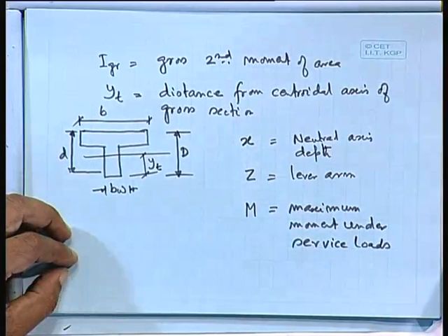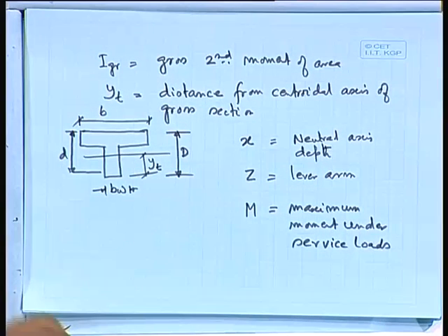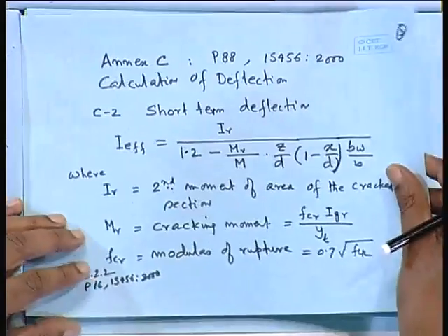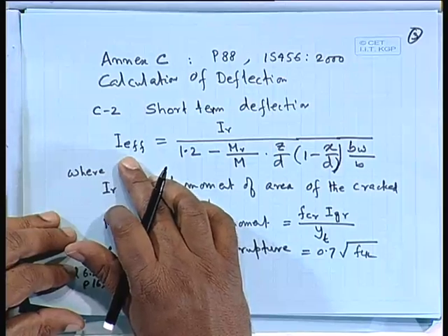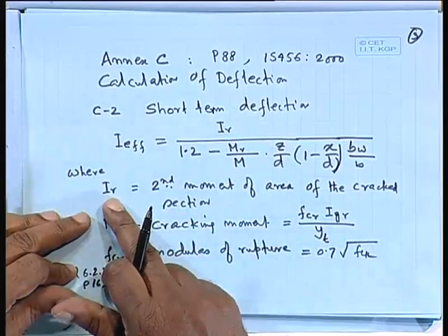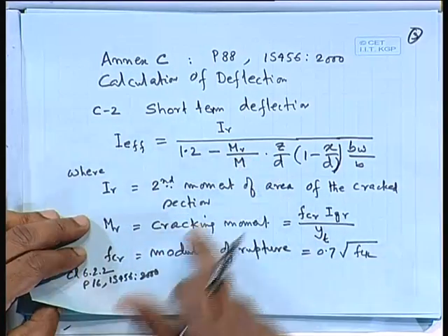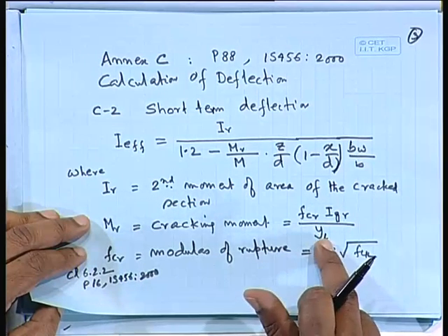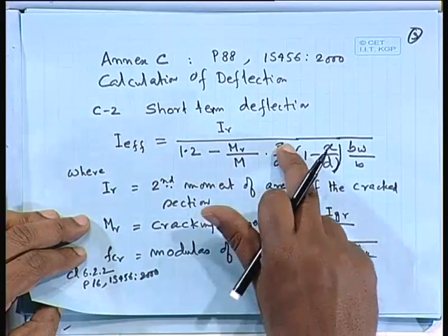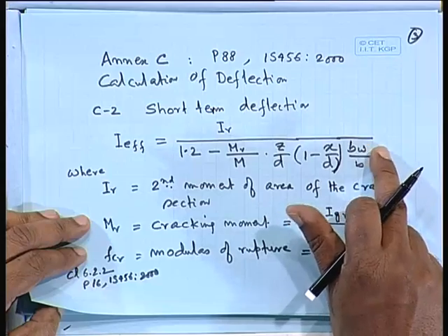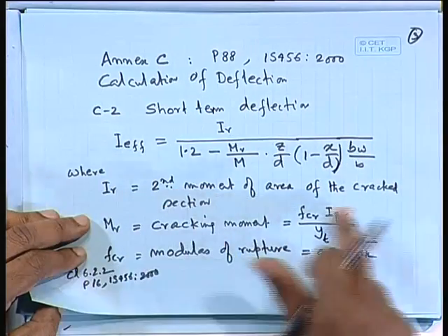Okay. So if we now come back to the formula once more, I hope I have defined everything. So let us find out whether anything is left or not. So this is our formula, we have to find out I effective, and here also there is no end to it. So I effective equals IR, IR we have to find out for the cracked section, MR cracking moment we shall find out from here, where IGR is for the gross section, second moment of area also we can calculate for the gross section, Z lever arm, D effective depth, X the neutral axis depth, BW width of the web, and B width of the flange. So everything we know, so we have to find out.